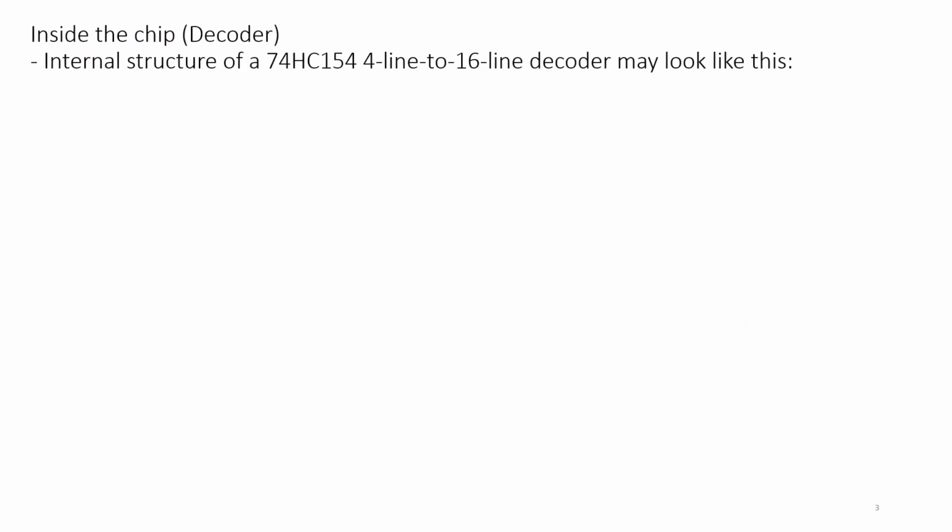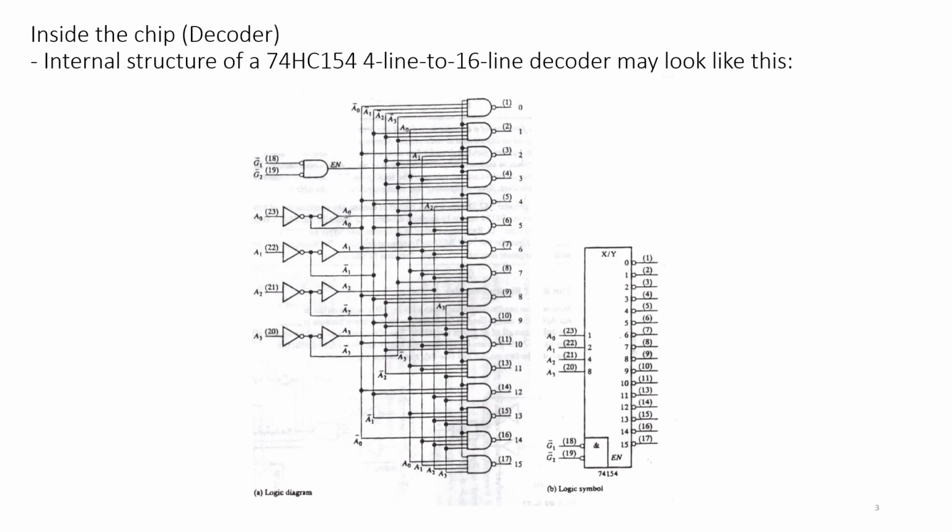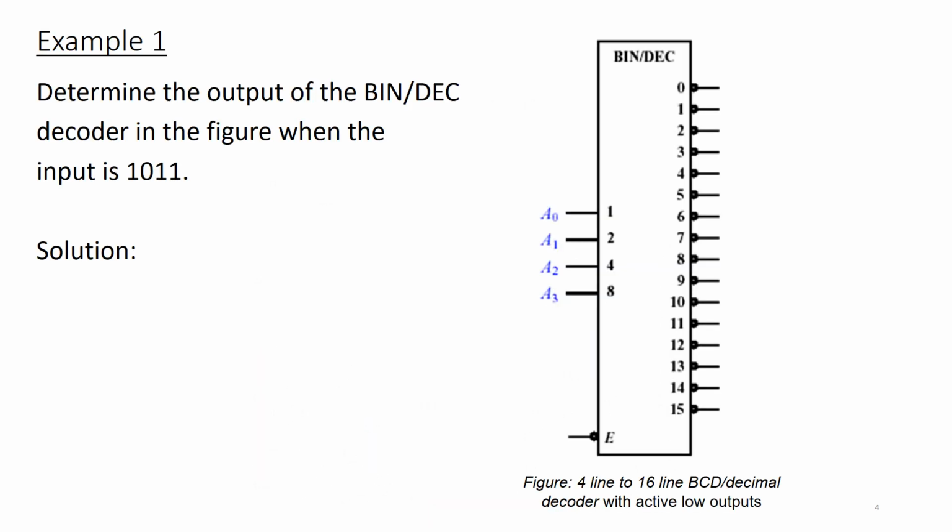What is inside the decoder? Internal structure of the 74HC154 4 to 16 line decoder looks something like this. So we have enable inputs G1 and G2. The decoder value inputs A0 to A3, and we have 0 to 15, or the 16 output lines.